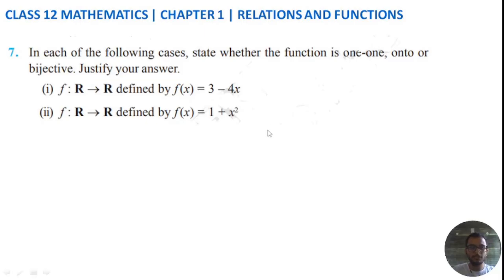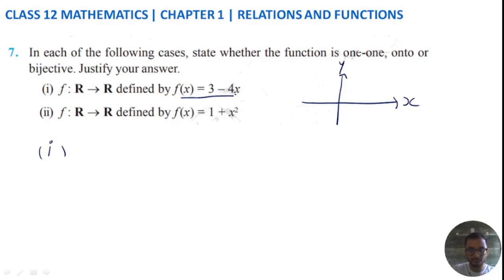In each of the following cases, state whether the function is 1-1, onto, or bijective. So let's do the first question. So you can see it is a linear function. If you can try to draw the graph of this function, I will give a first intuition why it will be 1-1 or onto, something like that. How will you see 1-1 and onto graphically? So let's put this function in graphically. So y is equal to 3 minus 4x.